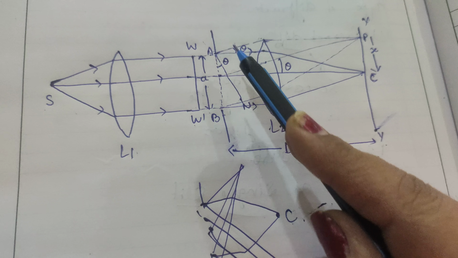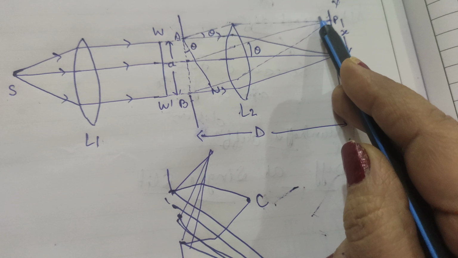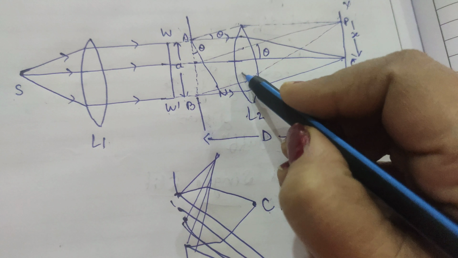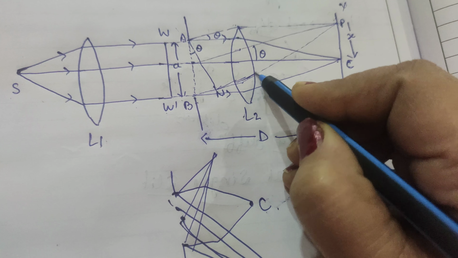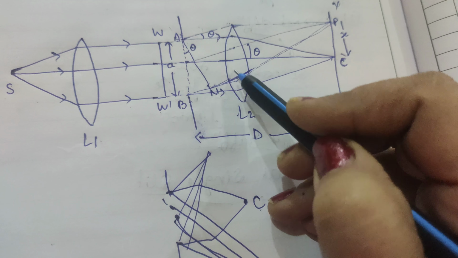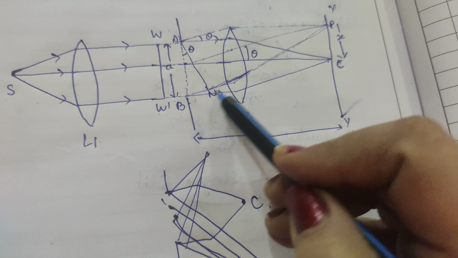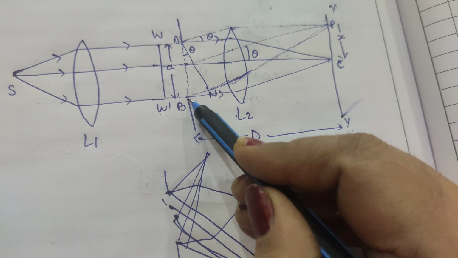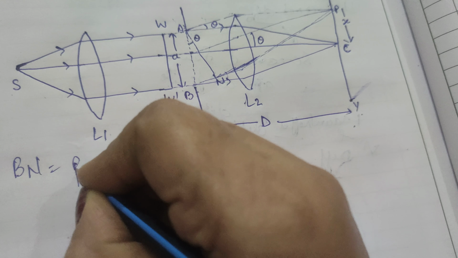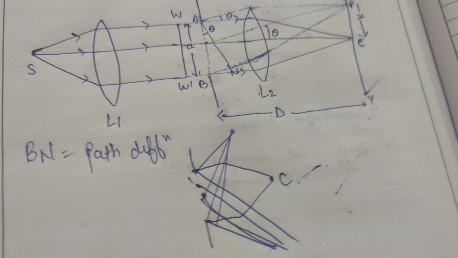For this we draw a perpendicular AN over this ray. In this case, this ray should be almost straight, less deviated. So the path difference between these two rays will be given by AP minus BP, so we can say this BN is the path difference, and what should its value be?